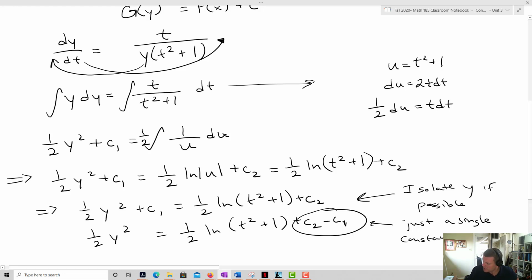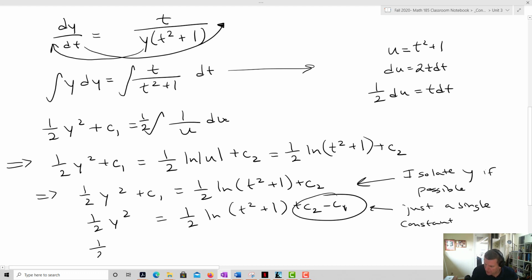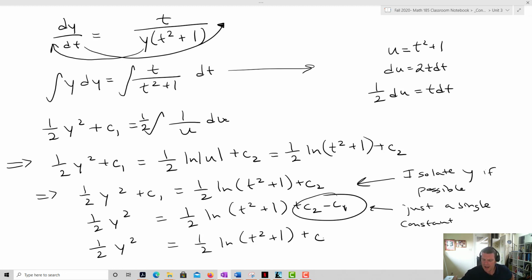Okay? So what this gives me is 1/2 y squared is equal to 1/2 the natural log of t squared plus 1 plus c. So if you see me doing that or see other people doing that, that's what's going on. We just combined our constants. And in the future, I'm not even going to include this one over here, because it's going to be moved over to the right-hand side anyways.